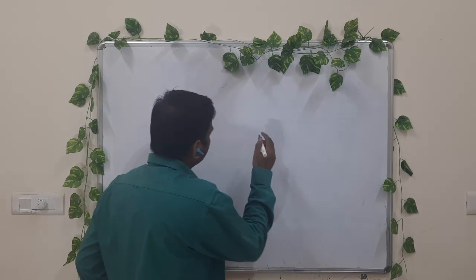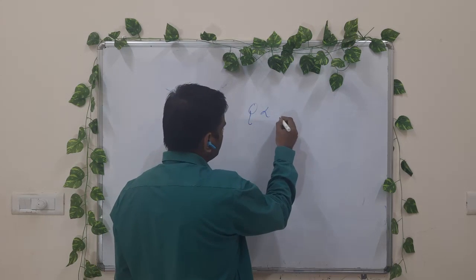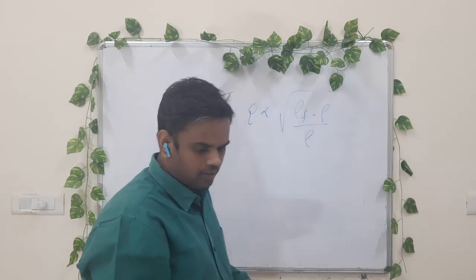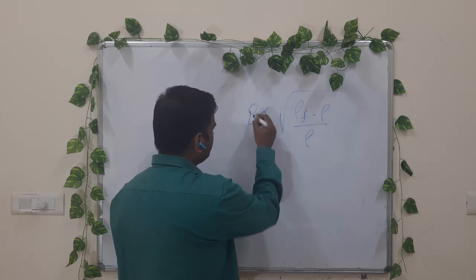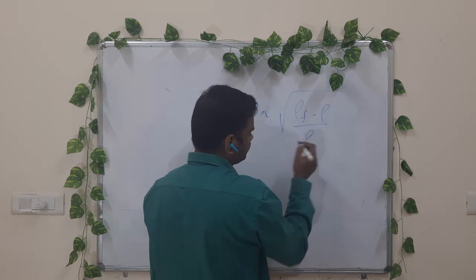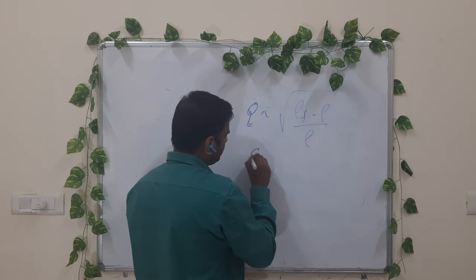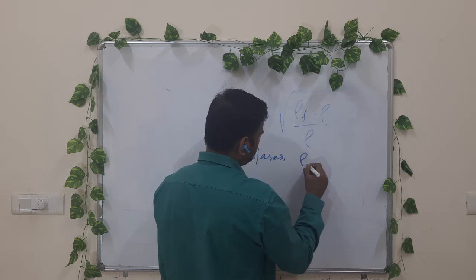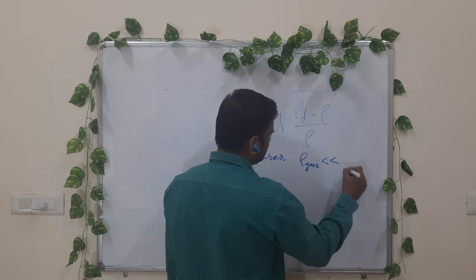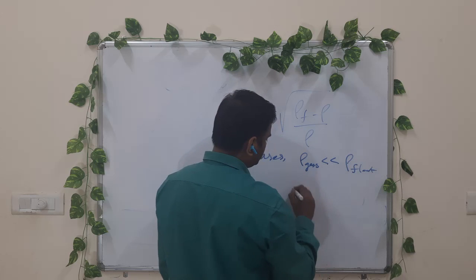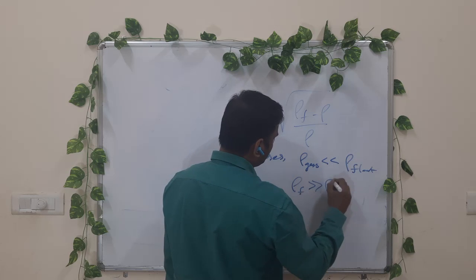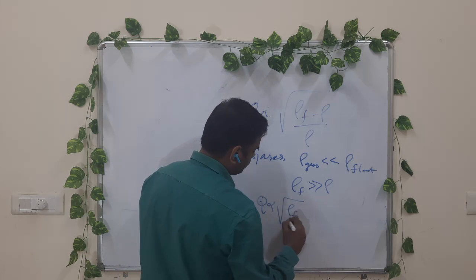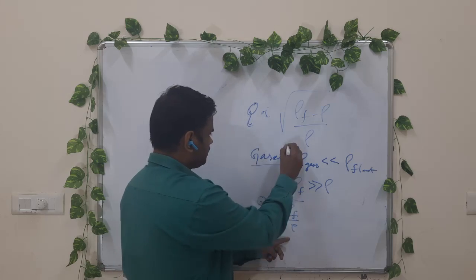One more thing to note down: we have seen that Q is proportional to the square root of (rho F minus rho) by rho, right? But when you consider gases, the density of gases is very much less than the density of the float material. So we can say rho F is very much greater than rho. So in this term, you can say that Q is proportional to the square root of rho F by rho. This is for gases.